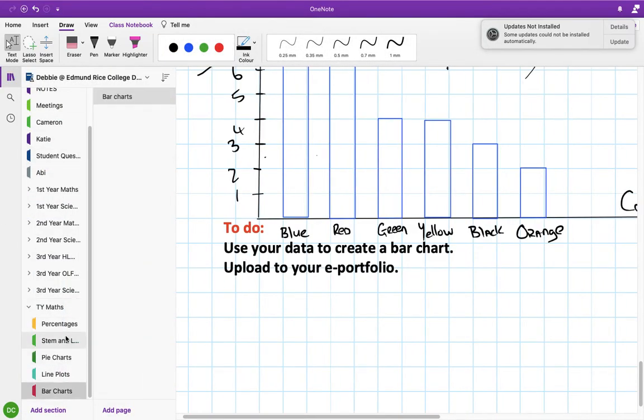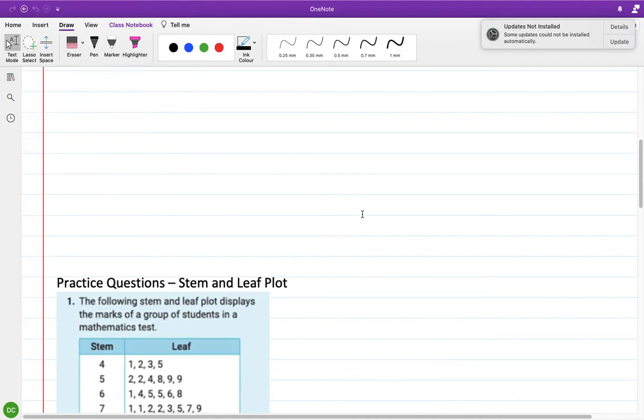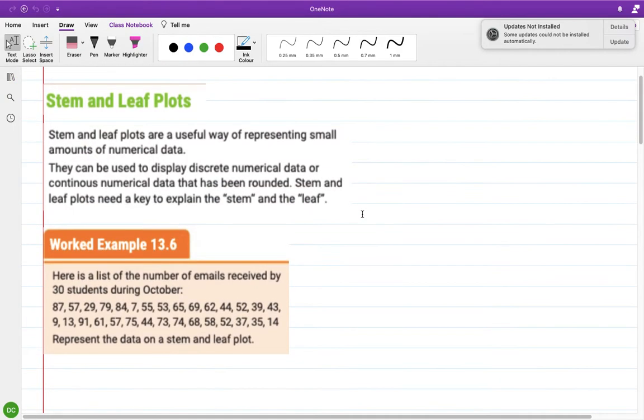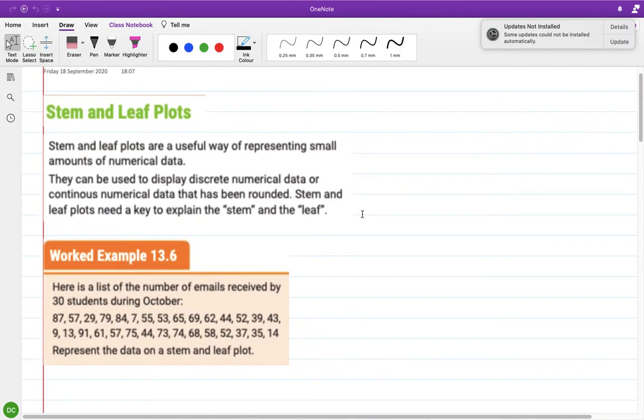Now for today, we're going to talk about stem and leaf plots. This has to go into your notes, please. Again, a bit like the line plot, they're useful for small amounts of data. The type of data that a stem and leaf plot will work for is numerical data. It can be discrete numerical or continuous numerical. It will work for both.